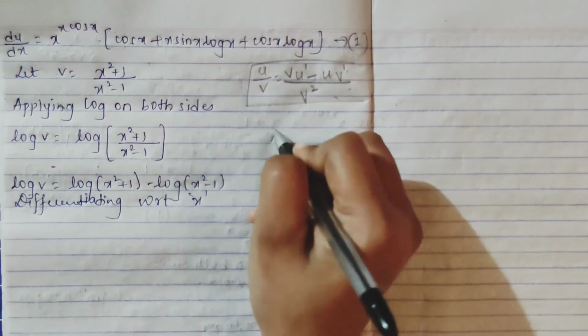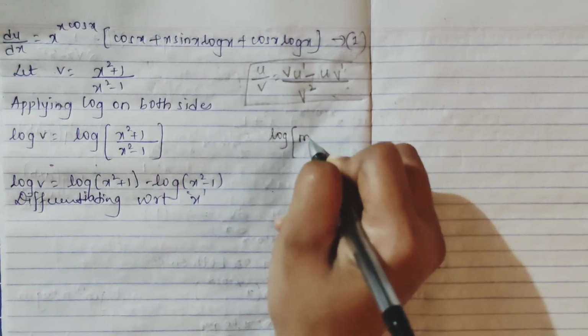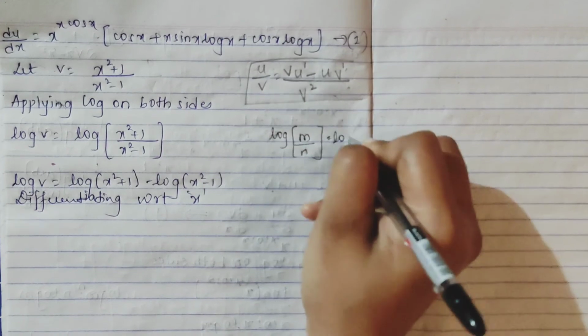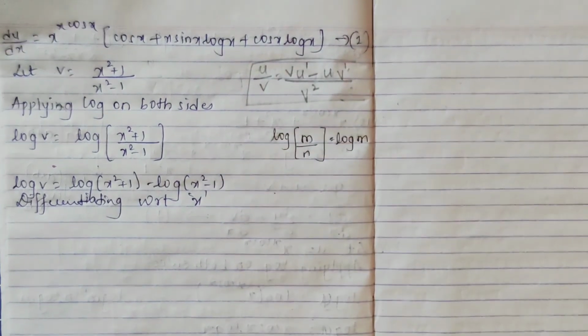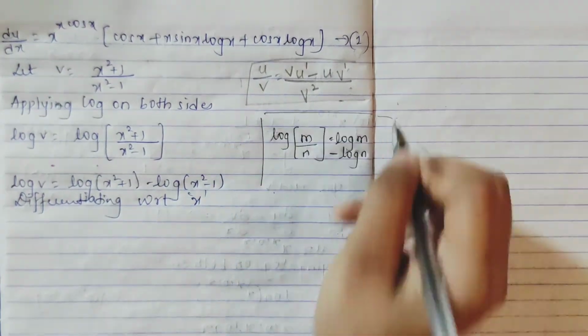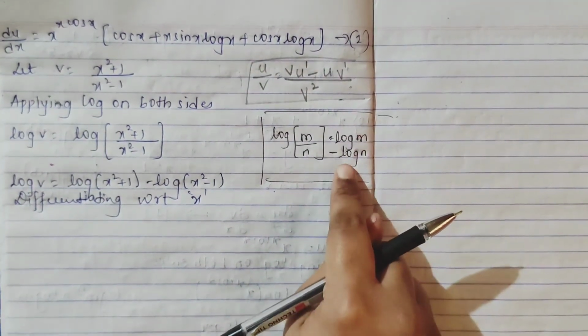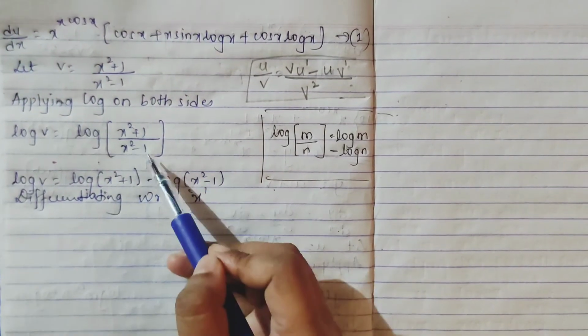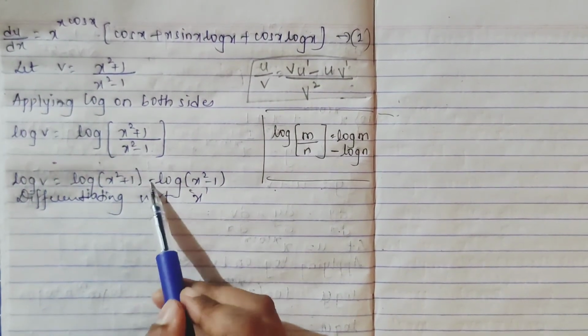So this is your rule of log m by n, right? Log m by n, what? It is log m minus log n, log m minus log n. So I can take it in such a way, this as m, this as n, so this becomes log m minus log n.